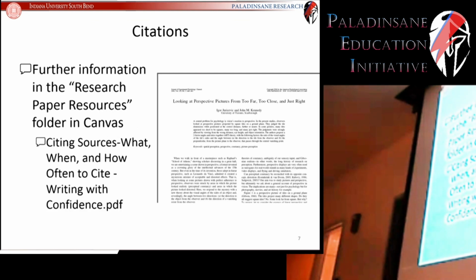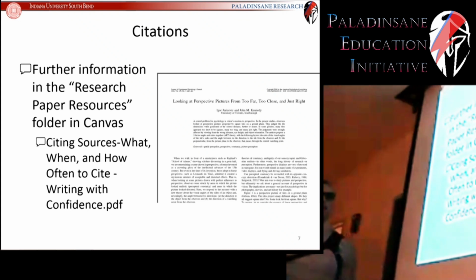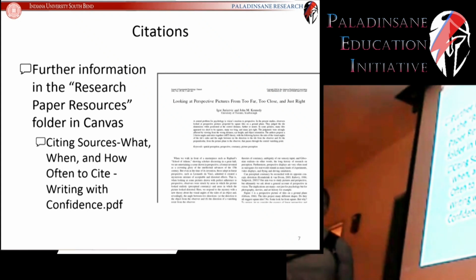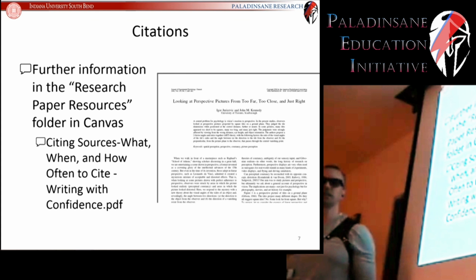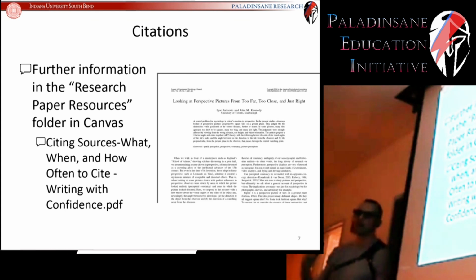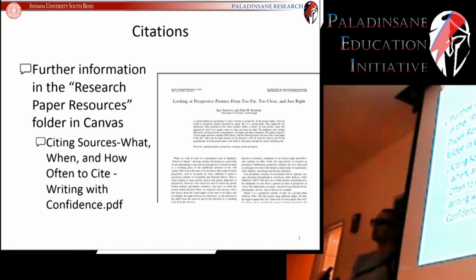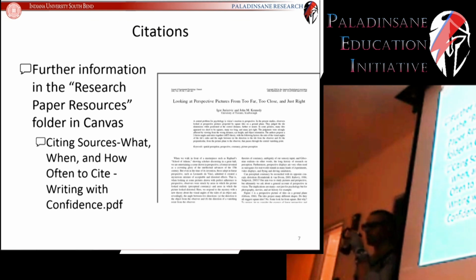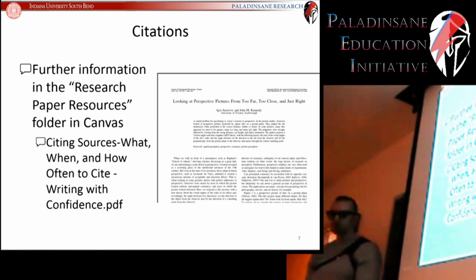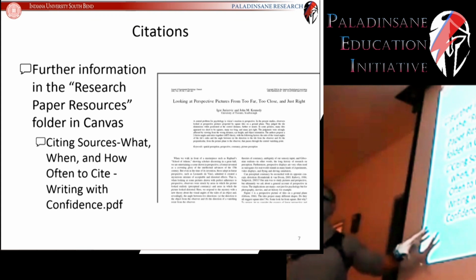All right, and then other information that can help you out with your citations is in the research paper resources in Canvas. It's "Citing Sources: What, When, and How Often to Cite, Writing with Confidence." That's a PDF that I uploaded there. So it could shed a little bit more light on exactly when to cite and what to cite. But definitely, again, if it's not common knowledge and it's not your own ideas, find out where you got that information and provide that citation for it. All right, any questions on citations?